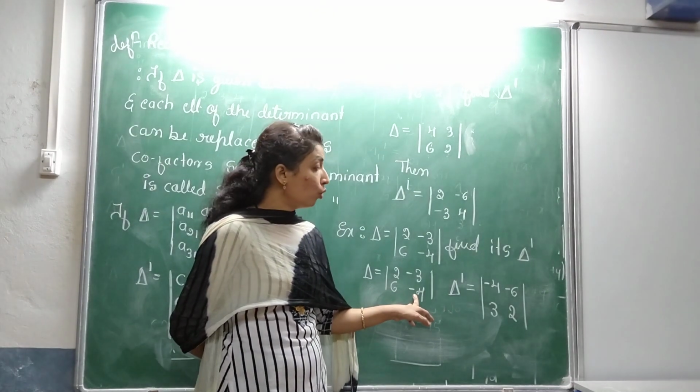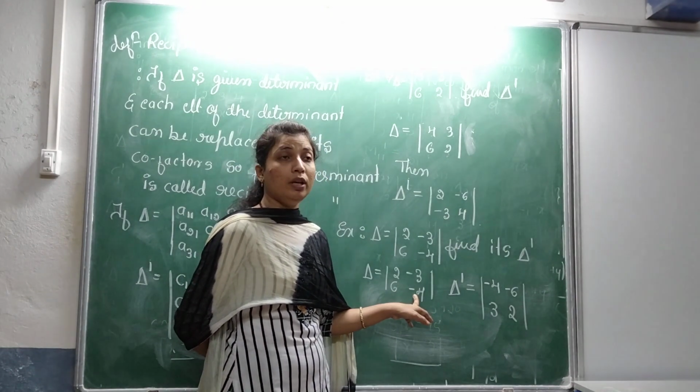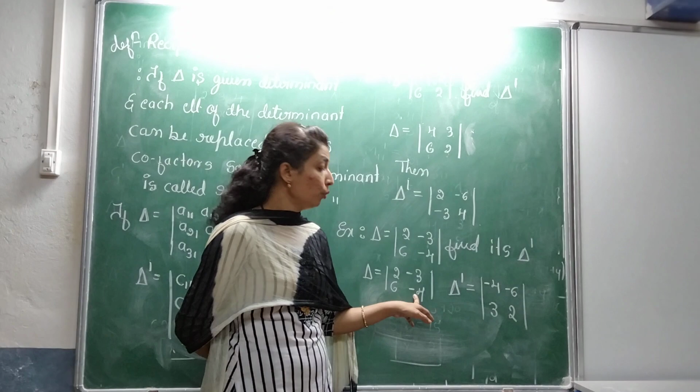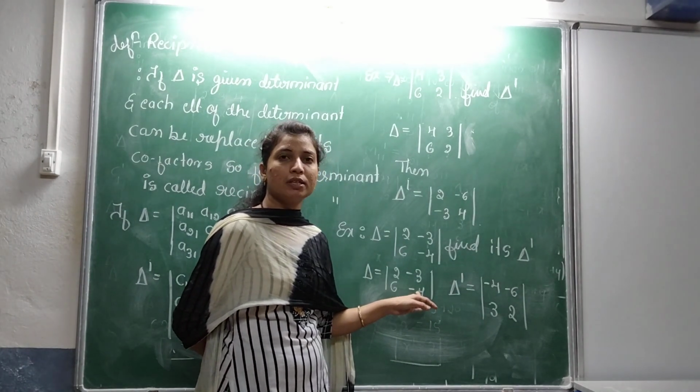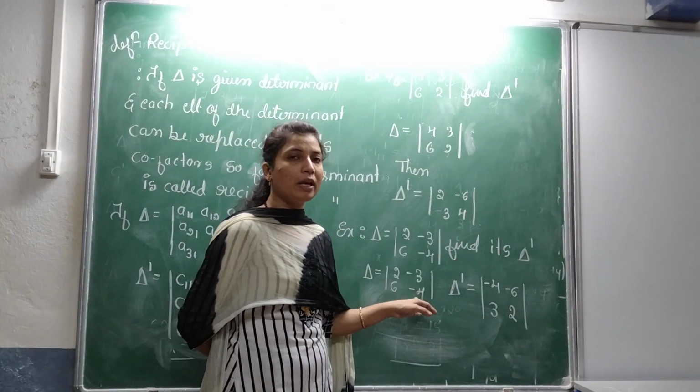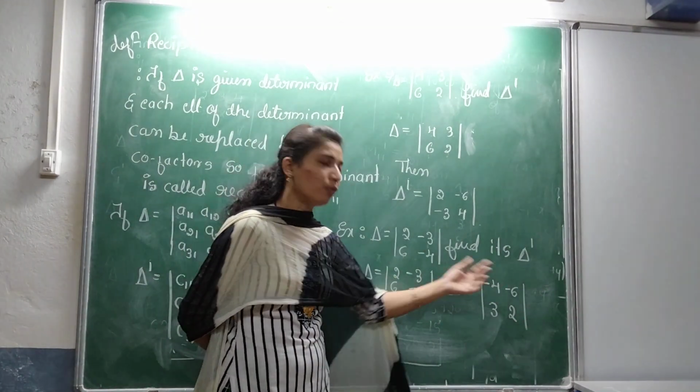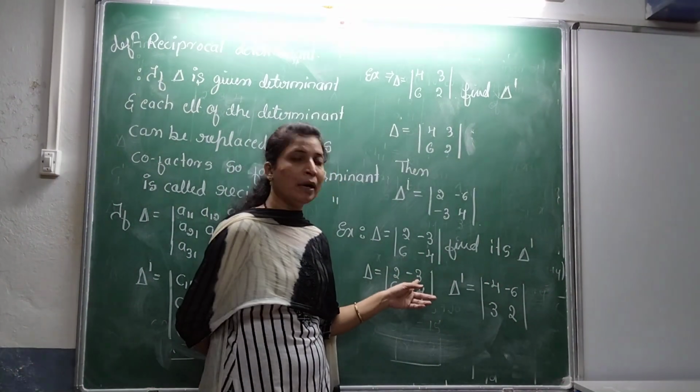Minus 4 whole to the power minus 1 whole to the power 2 into minus 4. So minus 1 to the power even number means it is plus. Plus into minus, again we get minus 4. So similarly here, minus 3.